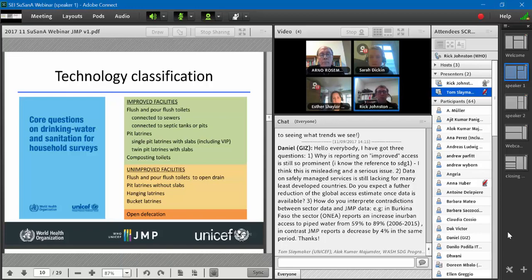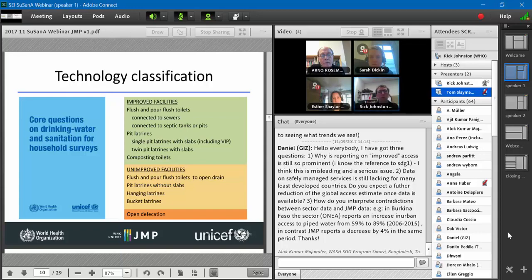This is something that the JMP has been working on since about 2000, I think. And in 2008, we worked very hard to harmonize and standardize the questions on drinking water and sanitation that are used in household surveys, so that the response categories could be consistent and clear and mapped clearly into either improved facilities or unimproved facilities. And we're in the process of updating and refreshing that for the SDGs, but this same concept of classifying facilities into improved or unimproved will definitely carry over.